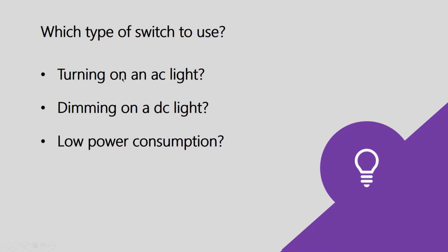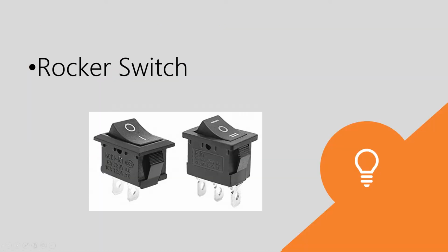Then now let's talk about applications. Which type of switch to use when you're turning on an AC light? When you're turning on an AC light, you can just use a rocker switch, the push to break switch, which we talked about earlier. So this is a rocker switch, and the rocker switch is the best one to use in this application, because when you press it, it makes the circuit, thereby you have your light on. When you press it again, you turn off the light.